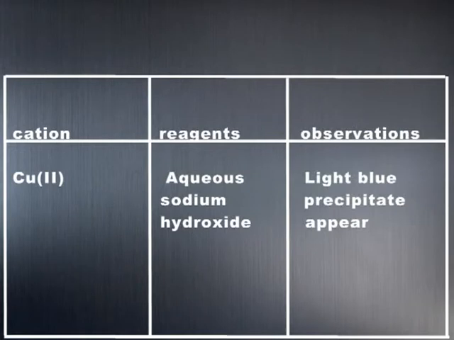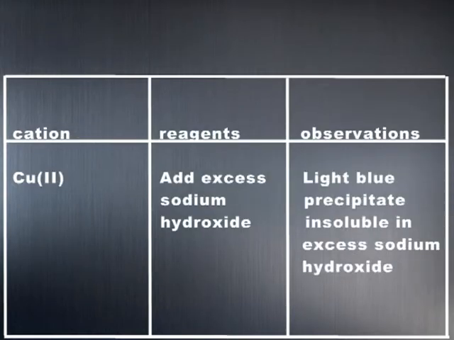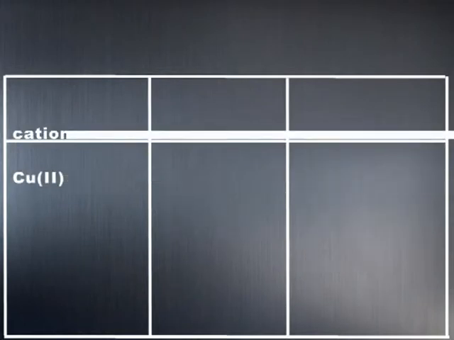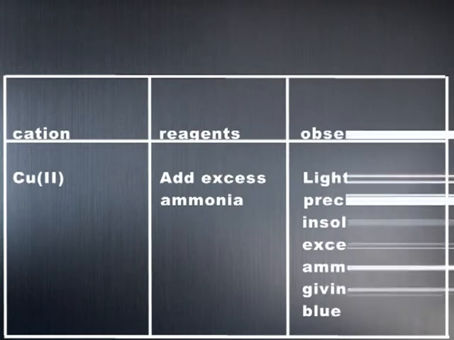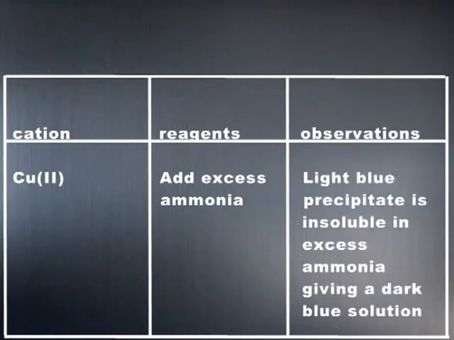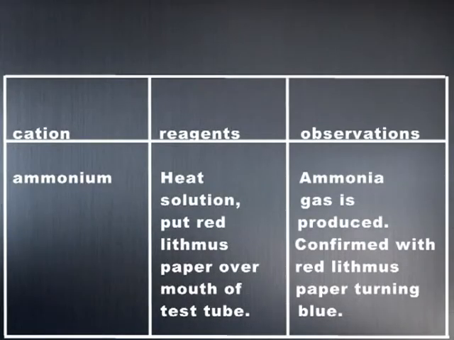To test for copper 2 ions with aqueous sodium hydroxide, a light blue precipitate appears. With excess aqueous sodium hydroxide, an insoluble light blue precipitate appears. To test for copper 2 ions with aqueous ammonia, a light blue precipitate appears. With excess aqueous ammonia, the light blue precipitate dissolves, giving a dark blue solution. To test for ammonium ions, heat the solution. Red litmus paper will turn blue to confirm the production of ammonia gas. This brings us to the end of today's lesson.